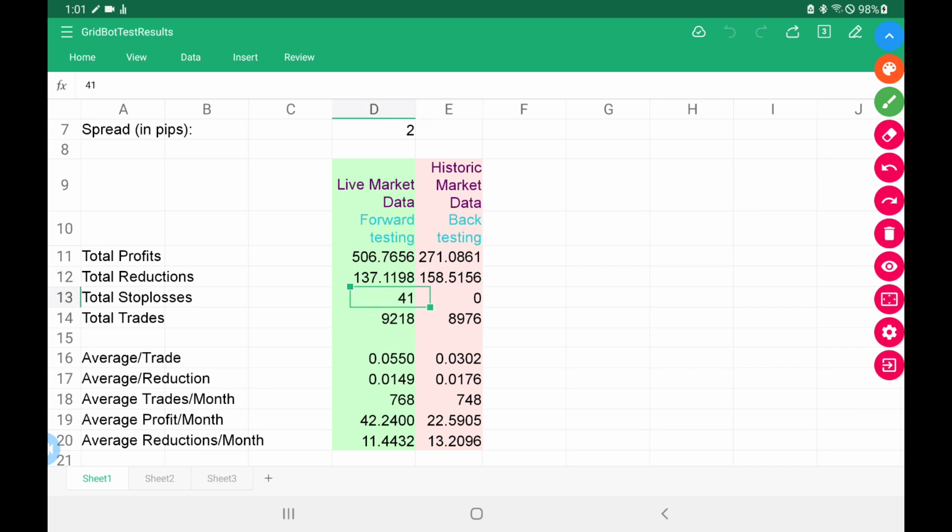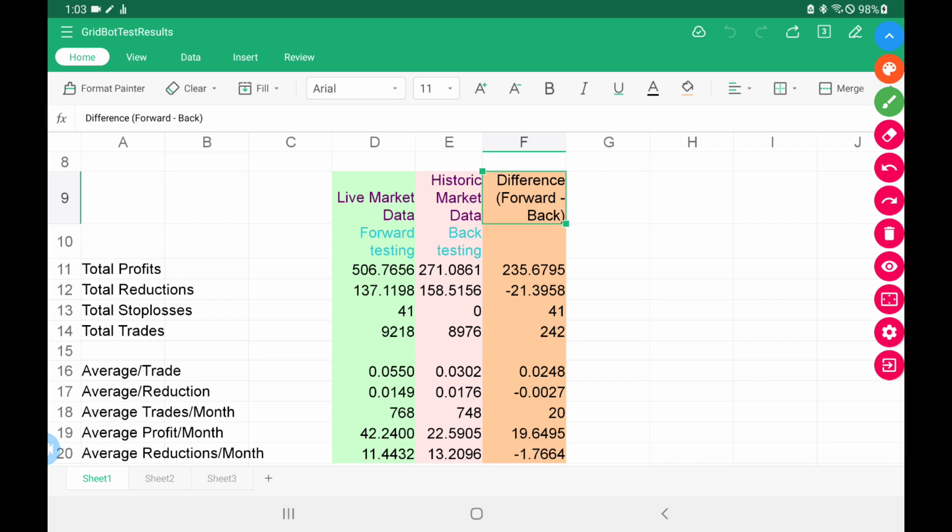It's interesting how 41 stop losses took place on a live market, but not on the historical. This type of framework, this type of system, demonstrates clearly why you need to be careful with backtested data, and why you need to be sure not to go direct to a live market just on your backtests.